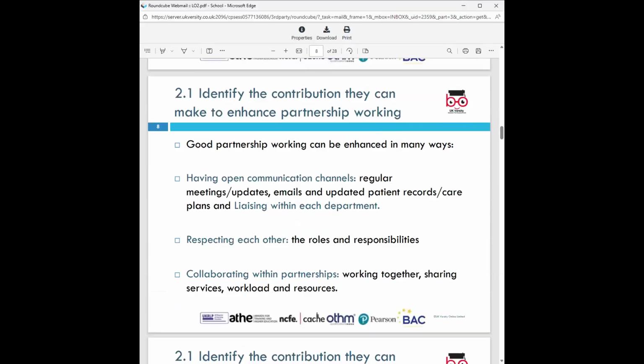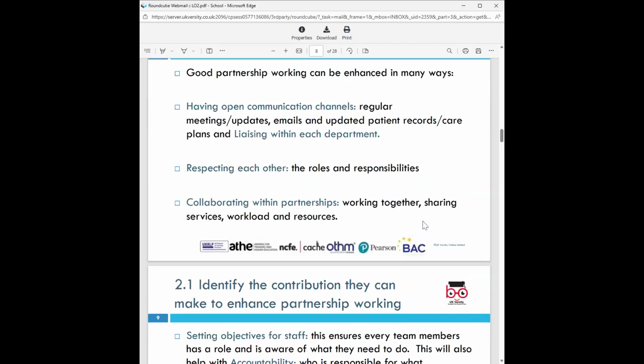So having open communication, like we mentioned, is really important. Liaise with different departments, make sure you look at care plans, make sure you look at patient records and things. Respecting each other, the roles and responsibilities. Why do you think it's so important to respect each other?